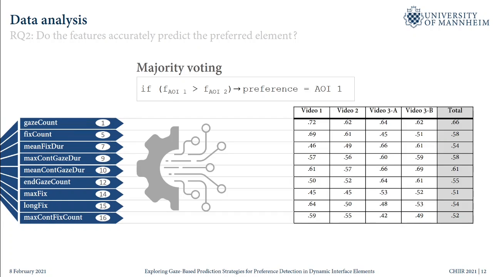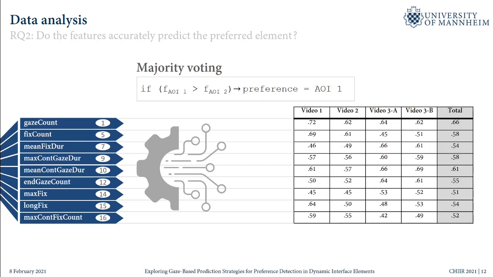In a second evaluation, we cross-checked whether the extracted features can really predict preferences. We used simple majority voting, so we calculated the gaze features that were recorded for the screen coordinates of one of the two elements, and then we predicted that the element with the highest feature value was the preferred one. The prediction accuracy ranged from 42 to 72%.